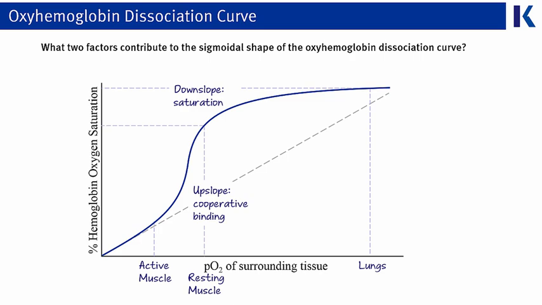Active muscle has a PO2 around 20, so about half that of resting muscle. But notice that just making that small shift in PO2, suddenly hemoglobin saturation plummets. As you start running or swimming or weightlifting, oxygen just dumps off hemoglobin and into your muscles.